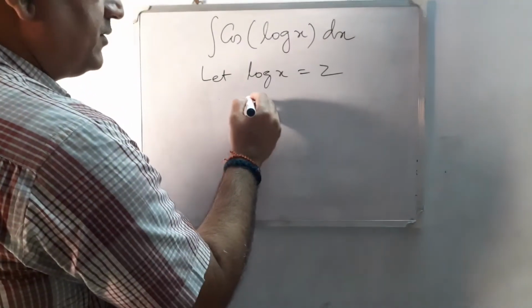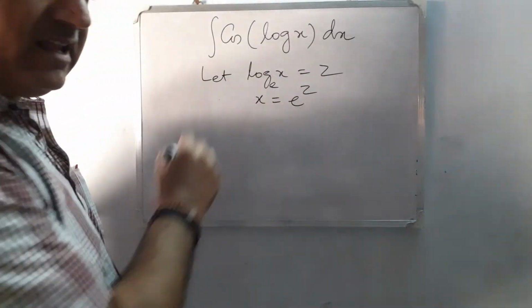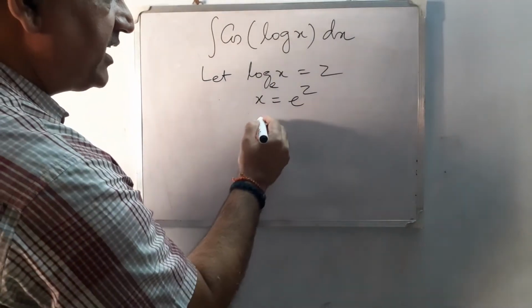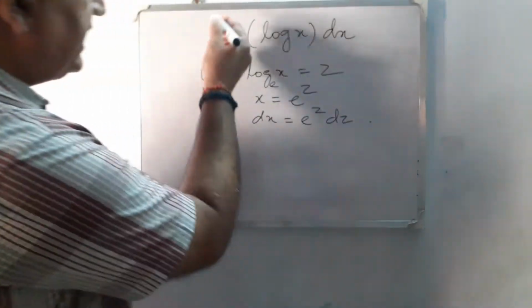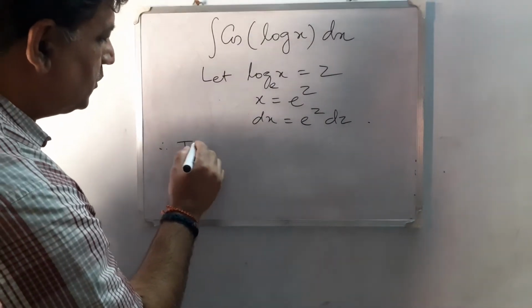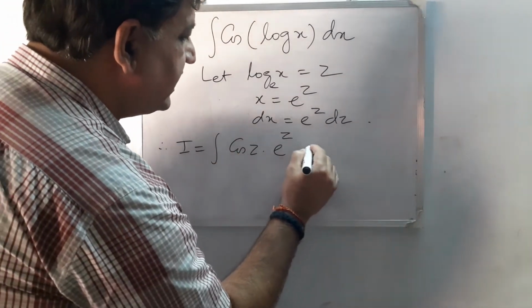Then you will have x is equal to e power z, because here the base of log is e. So x is equal to e power z. Therefore dx is equal to e power z dz. Now what you will get? Therefore I is equal to integral cos z into e power z dz.